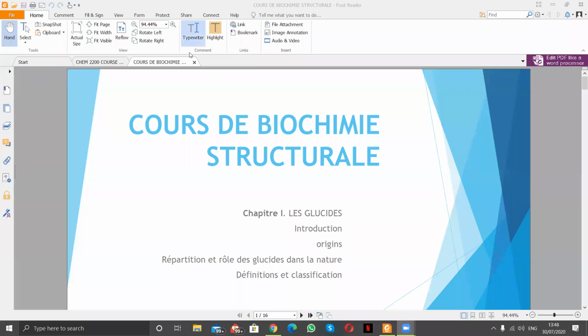With disaccharides, they are formed of two monosaccharides. For example, we have sucrose, lactose, and maltose. And when it comes to polysaccharides, they are generally made up of many monosaccharides. I can give an example of this, cellulose.